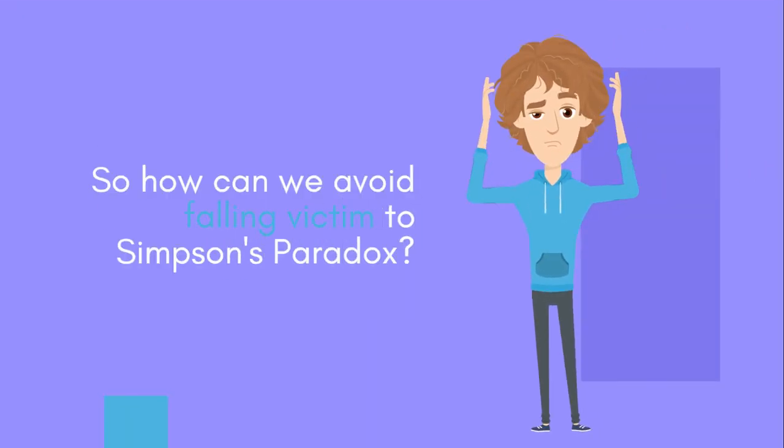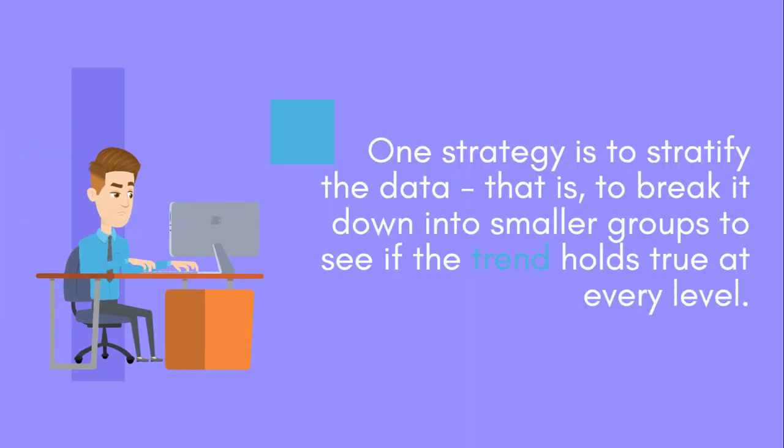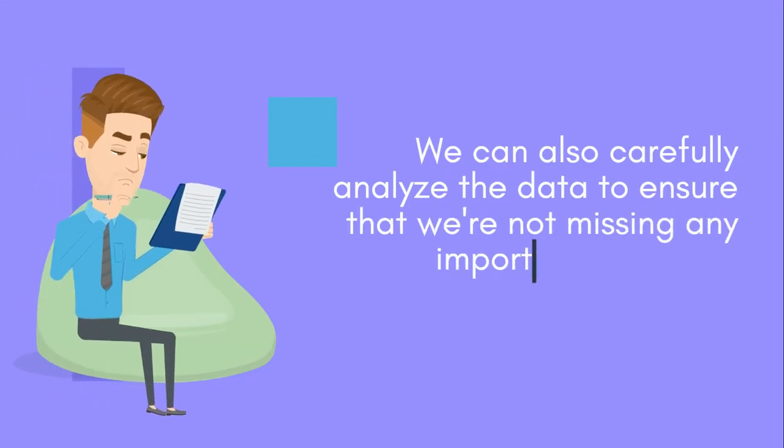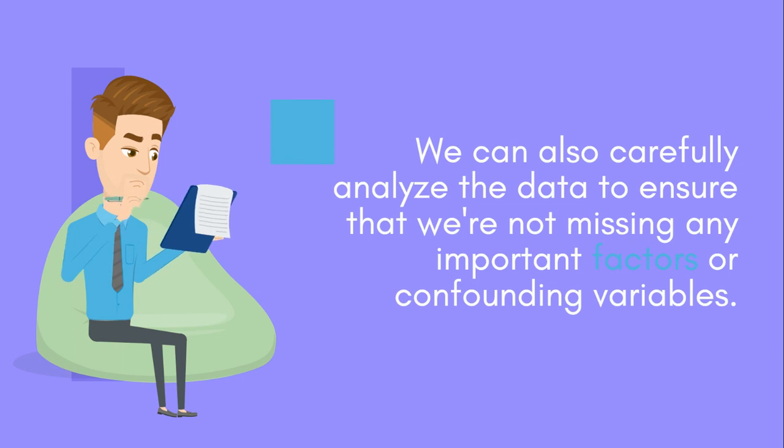So how can we avoid falling victim to Simpson's paradox? One strategy is to stratify the data, that is, to break it down into smaller groups to see if the trend holds true at every level. We can also carefully analyze the data to ensure that we're not missing any important factors or confounding variables.